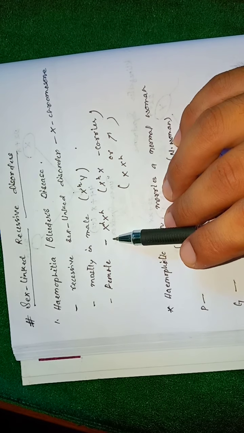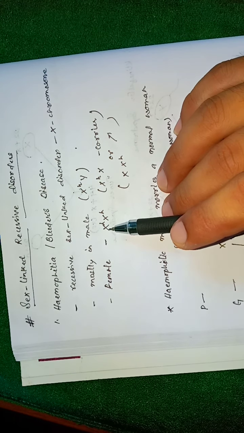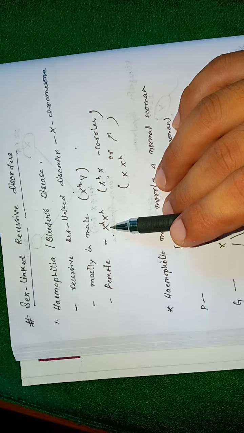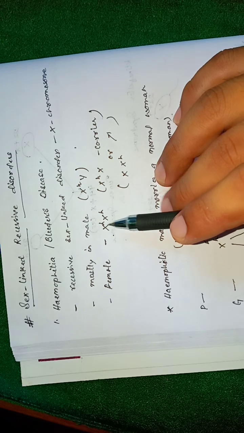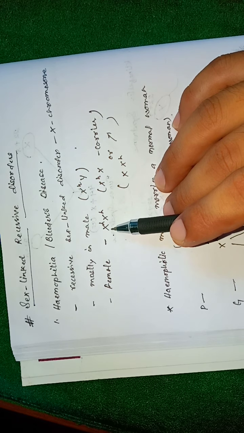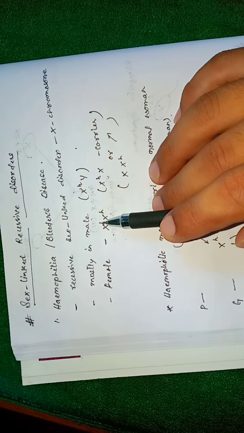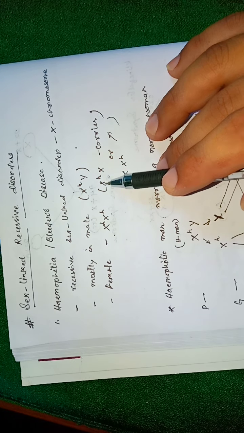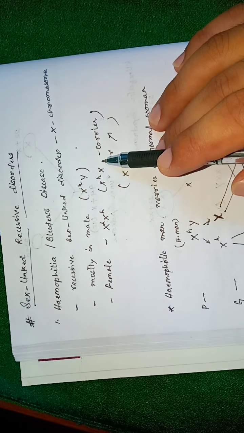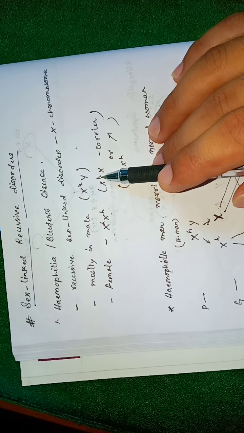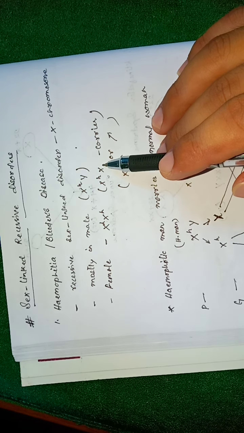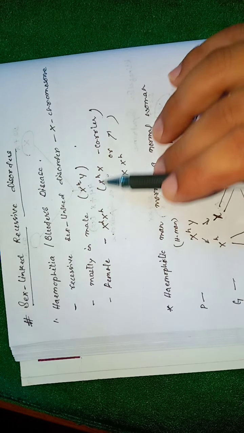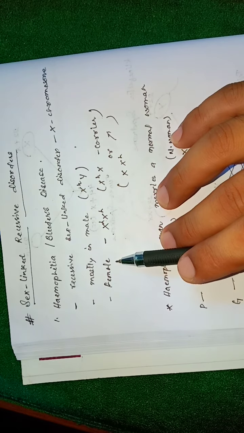In case of female, females have two sex chromosomes, X and X. So a female will become hemophilic only when both X chromosomes have the gene for hemophilia. If one X has the hemophilic gene but the other is normal, then the female becomes a carrier, and hemophilia is not expressed in this female.